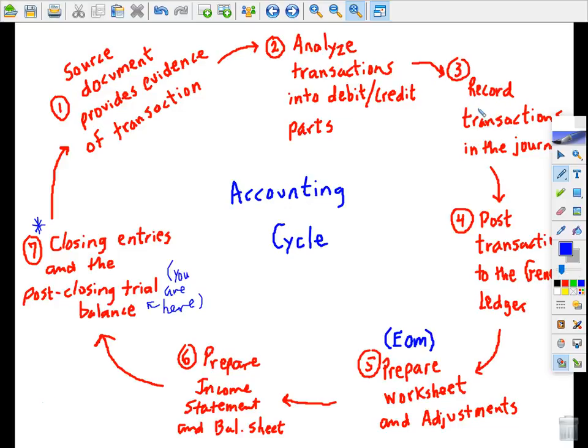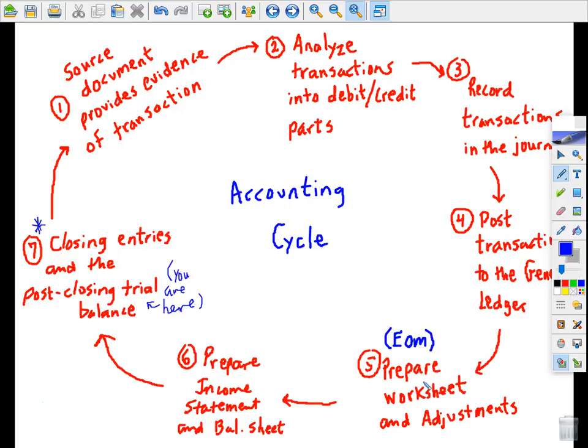This is pretty routine. We get a document that references a transaction, we break it up into debit and credit parts, and we record it in the journal. And then we'll do our posting to the ledger. And we just recently looked at the end of the month. Here we are at the end of the month, we prepare that worksheet, and we've got a couple of accounts that need to be adjusted.